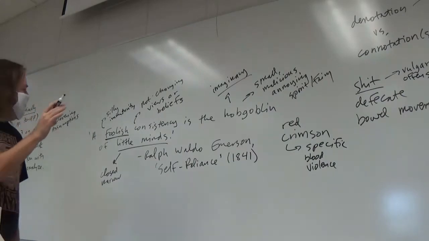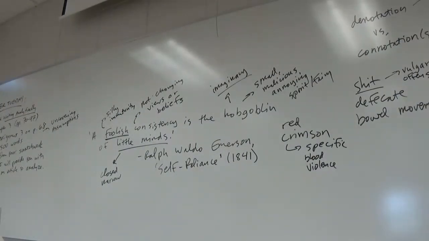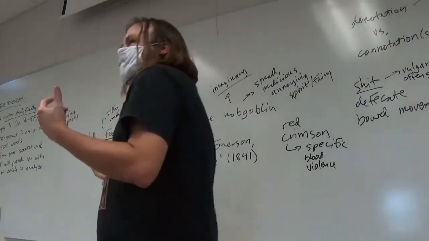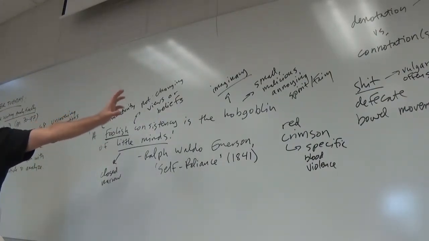So when we add that connotation to the sentence here, right? What does this add to our reading of it? About a foolish consistency being the thing that trips you up, that ties your shoelaces together. Yeah, it's something that's all in your head, right? It's something that's all in your own mind. It's not real. Right? A foolish consistency is the hobgoblin of little minds. It's the product of your own imagination.